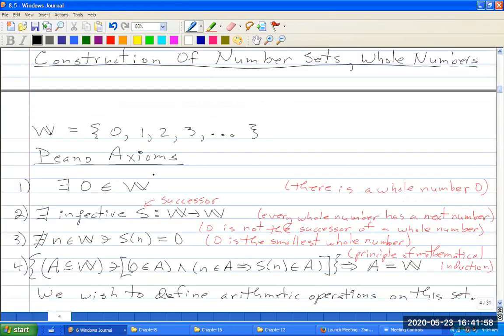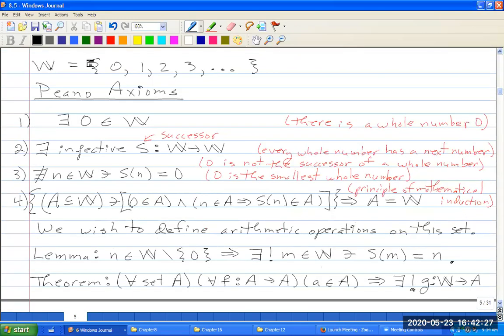So let me give an idea of what it means to be inductive, to have this sort of induction property. To do that, let me construct some number systems. First, let me construct the whole numbers. The whole numbers are just the set 0, 1, 2, 3, etc. I will assume these whole numbers, okay? So that's the idea.